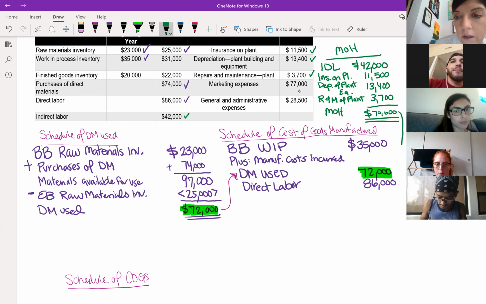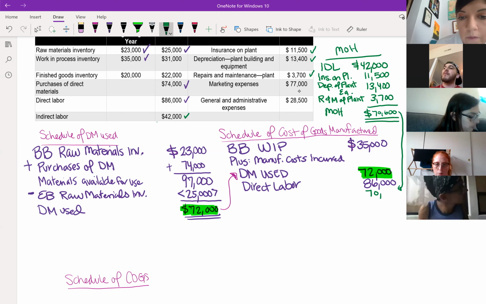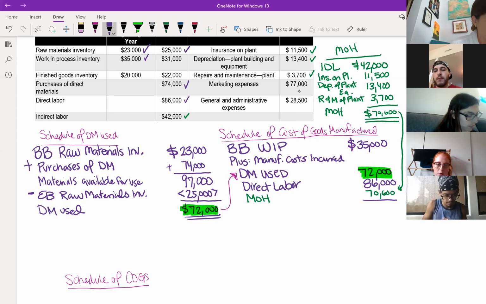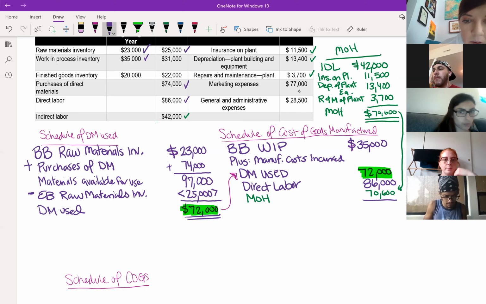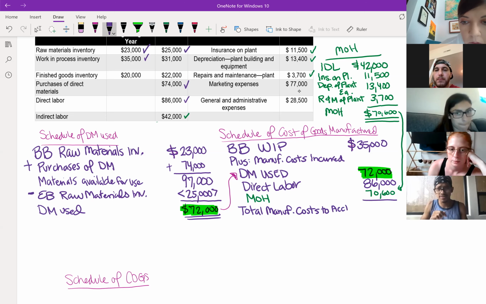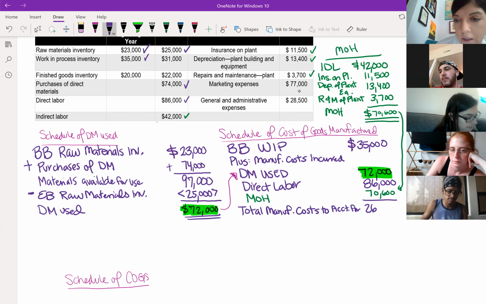So I'm just going to drag that down here. Manufacturing overhead. And we're going to add those four numbers up to get our total manufacturing costs to account for. Is it 263,600? Correct. 263,600.